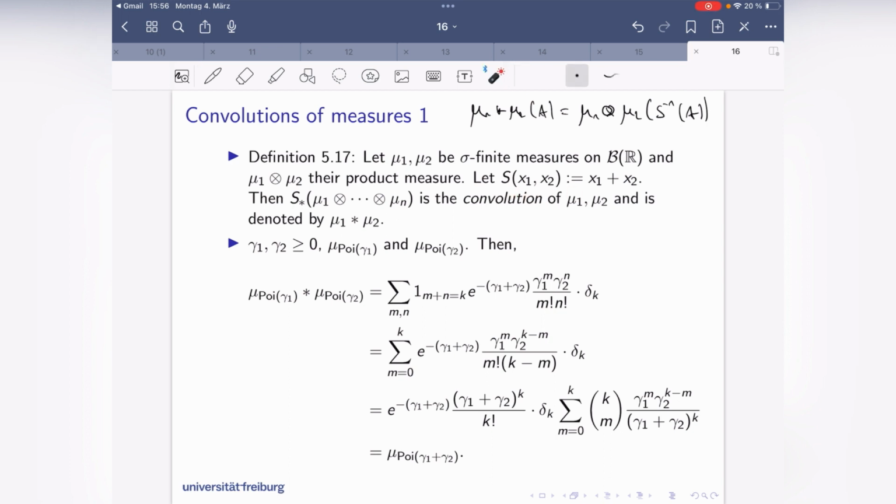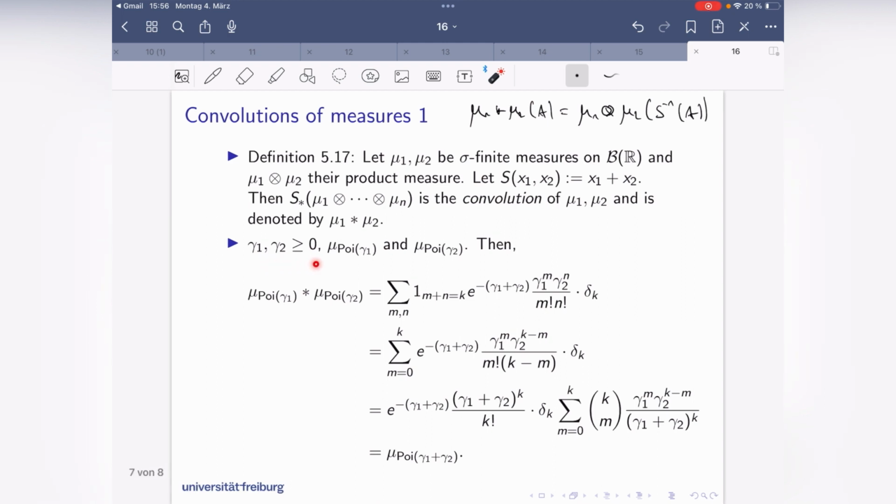So you make the pre-image of a under the addition, which means if one is x1, the other one must be something in a minus x1. Then you can compute this convolution. Let's make an example.